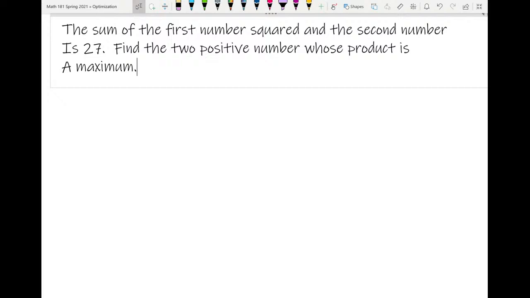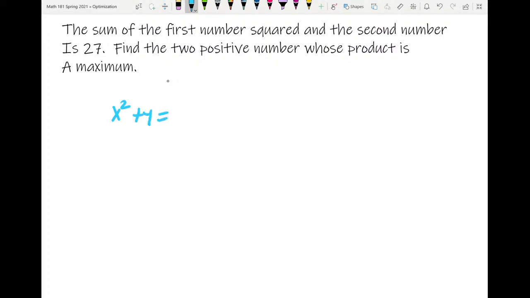Okay, so let's look at this problem. We're looking at the sum of the first number squared and the second number is 27, and the product of these two numbers we want to maximize. Obviously, we have two variables. Let's make it into one variable.